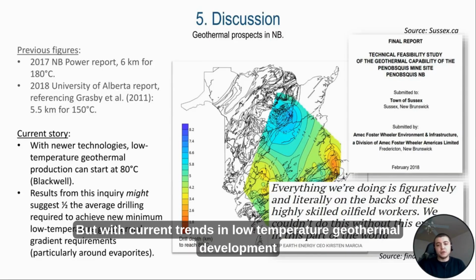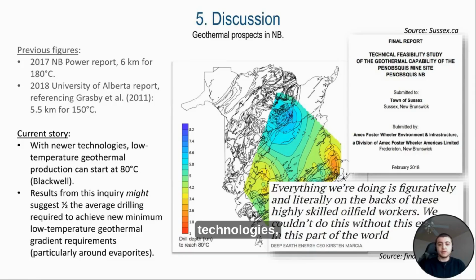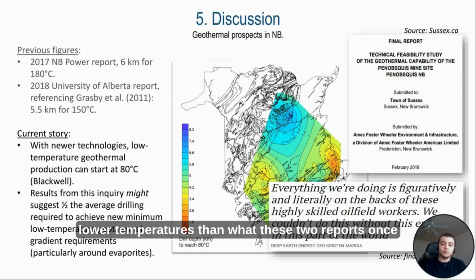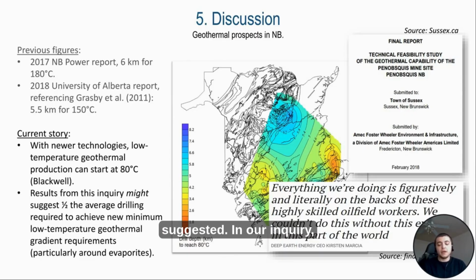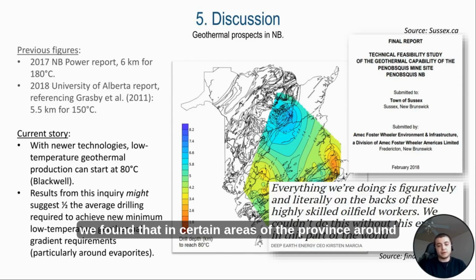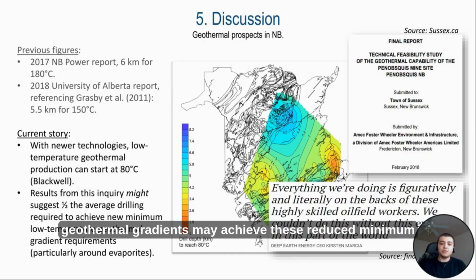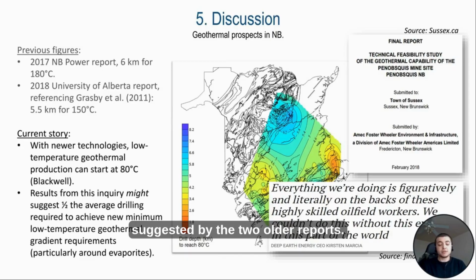But with current trends in low temperature geothermal development technologies, producing geothermal energy has become possible at far lower temperatures than what these two reports once suggested. In our inquiry, we found that in certain areas of the province around the subsurface evaporites, geothermal gradients may achieve these reduced minimum temperatures in less than half the amount of drilling suggested by the two older reports.